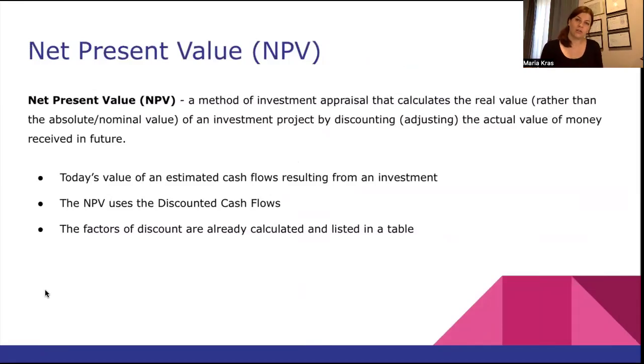Okay, so let's now get into the net present value. That is an HL-only tool that is very often included in paper 2 exams. Actually, almost every year there is an NPV that has to be calculated. A net present value is a method of investment appraisal that calculates the real value, not the absolute value, of these investment projects by discounting the actual money that's received in the future.